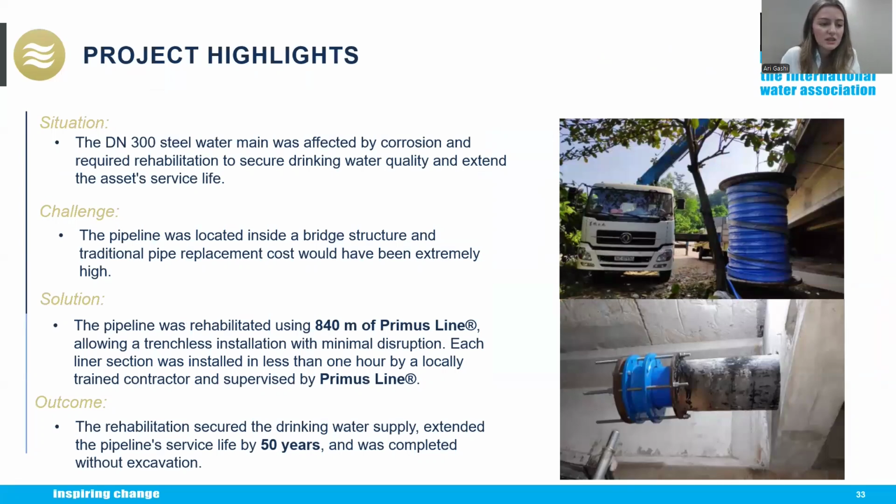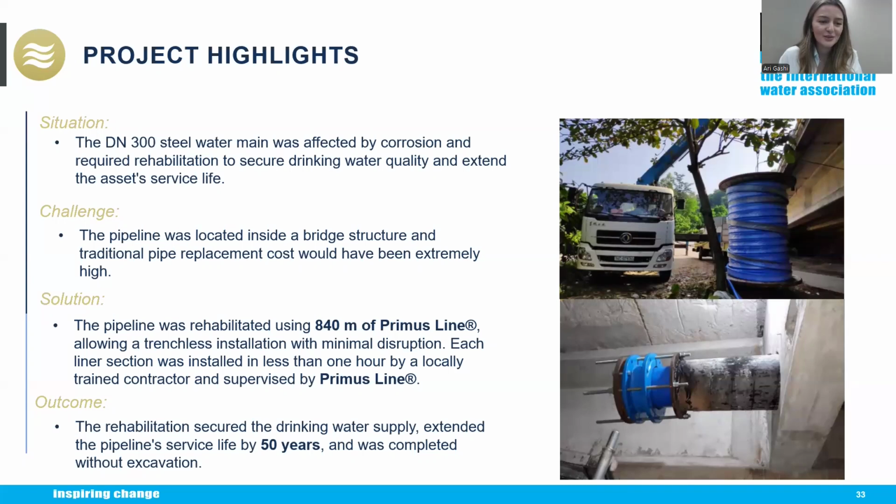Now to the project details. The situation was as follows. The DN300 steel water main was affected by corrosion and required rehabilitation to secure drinking water quality and extend the asset service life. So the challenge was that the pipeline was located inside a bridge structure, and traditional pipe replacement costs would have been extremely high.